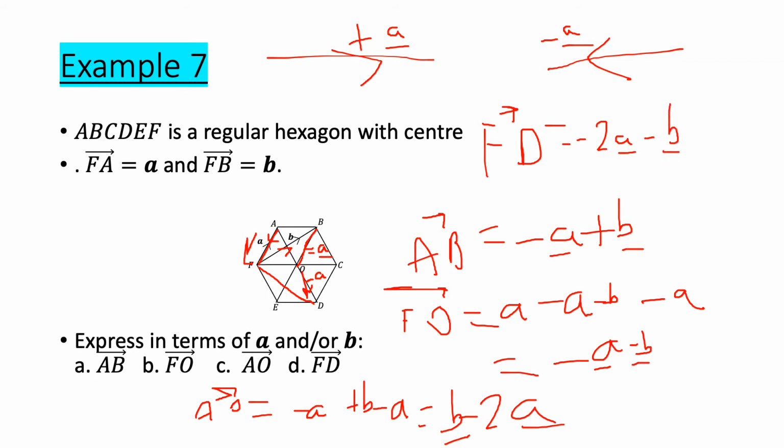So you follow the direction there, guys. FD is FO plus OD. FO we worked out to be minus A minus B. And then OD, we said, is the same as that one there, as A. If I've made a mistake, guys, let me know in the comment section, for example 7.